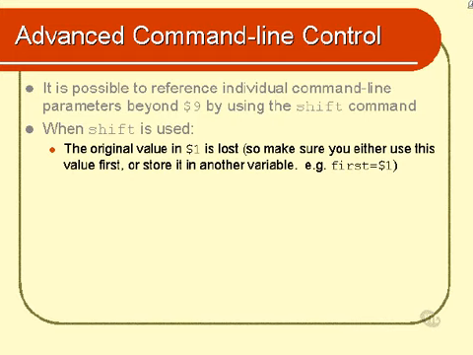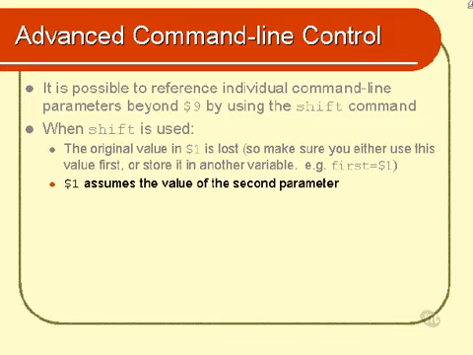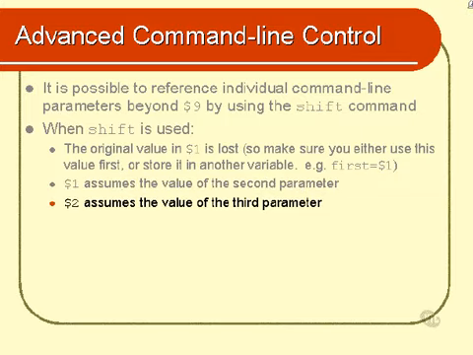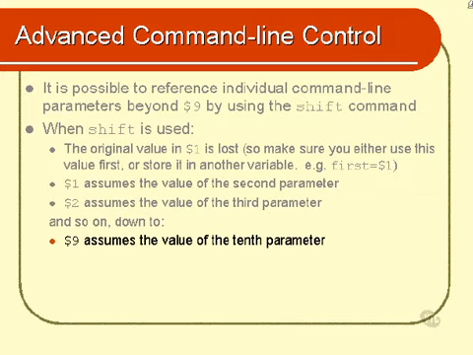In other words, you might say something like first equals $1. That stores the value of $1 away in the variable called first. Now that's not the only thing that happens. $1 then is set to the value of the second parameter. So in other words, instead of $1 pointing to the first parameter, $1 now points to the second parameter, $2 points to the third parameter, and so on down to $9, which points to the 10th parameter. So you can see they've all been shifted along by 1, which is of course why the command is called shift. Let's have a look at that in action.